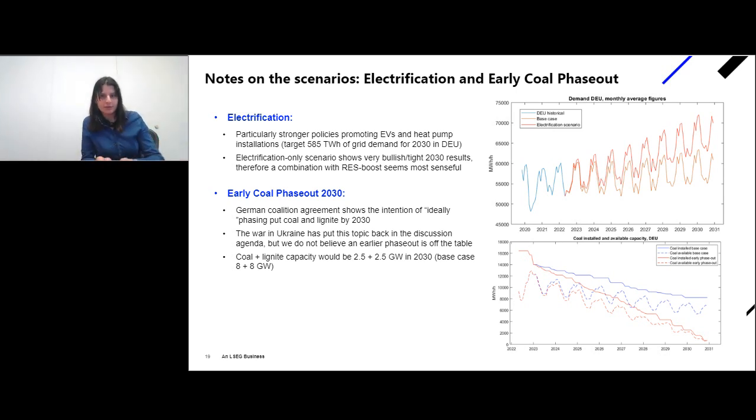And we wanted to have a look at what happens if we change from the phase out path that you see here in the base case in blue, which goes further up until 2038, to a faster phase-out path, which would result in the year 2030 having only 5 gigawatt of coal and lignite capacity left over. That is 5 gigawatts compared to 16 gigawatts that we have in the base case.